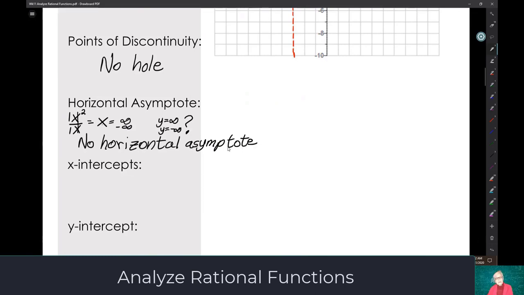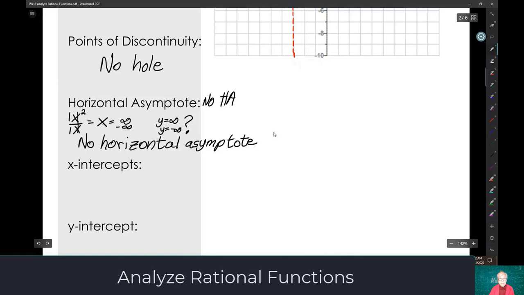There is something called an oblique asymptote, but we're not going to talk about it in this class. If you take calculus, you'll learn about it. But it's enough in this class to say, no, there's no horizontal asymptote. Isn't that sad to not be able to find a laugh? Oh well.